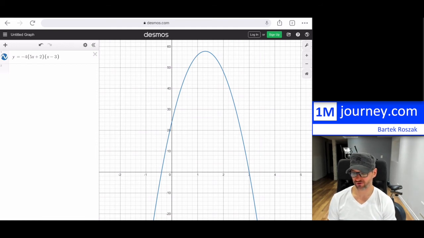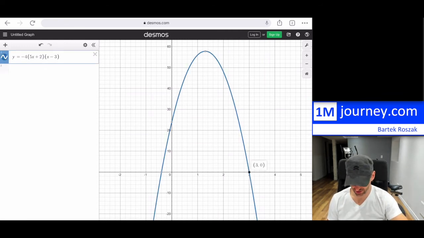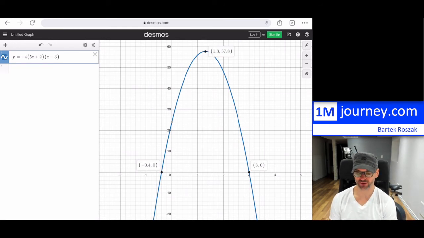So -4(5x + 2)(x - 3), so that's the factored form. Notice that it's (3, 0), so that was one of those intercepts, and then -0.4. And then again, if we added it, our vertex right there is at x = 1.3, which is correct. Notice the y value is 57.8.